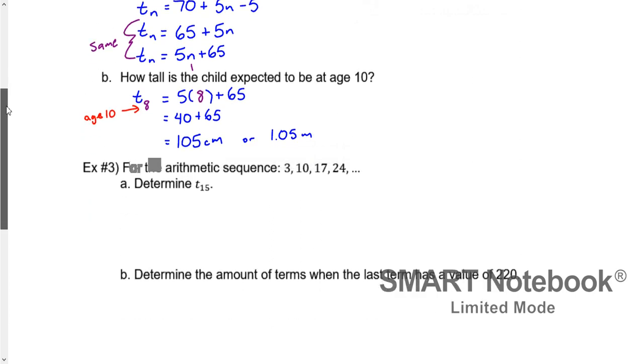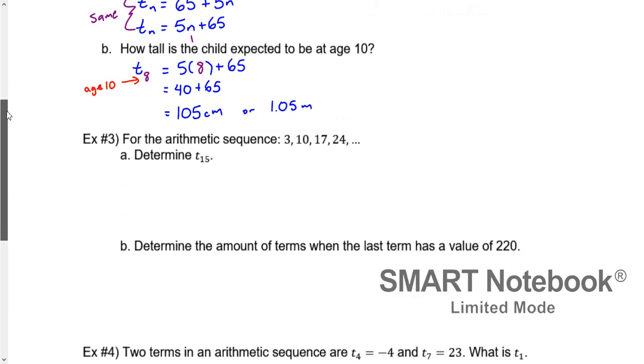So let's take a look at some stuff. For the arithmetic sequence 3, 10, 17, 24, we're going to determine what is term 15. Now, instead of actually counting everything up, let's use our formula. So again, our equation is Tn equals T1 plus (n subtract 1) multiplied by d.